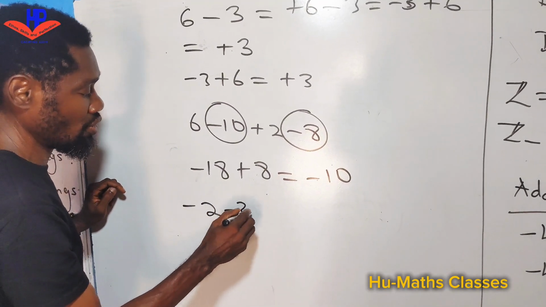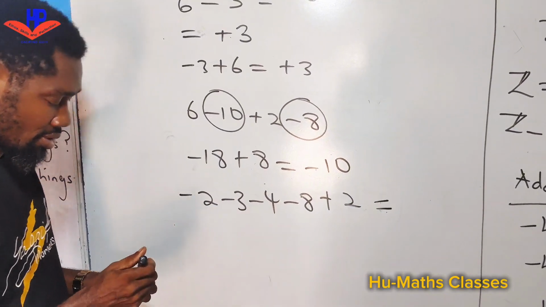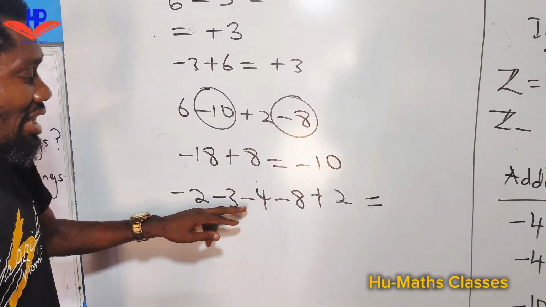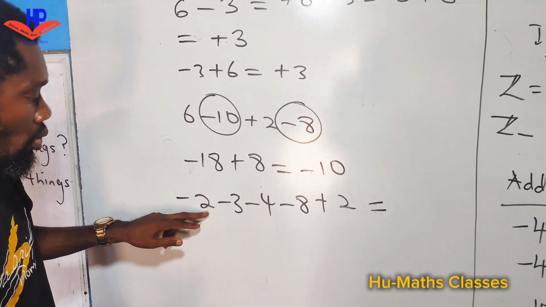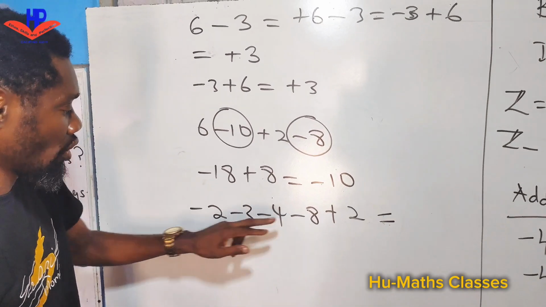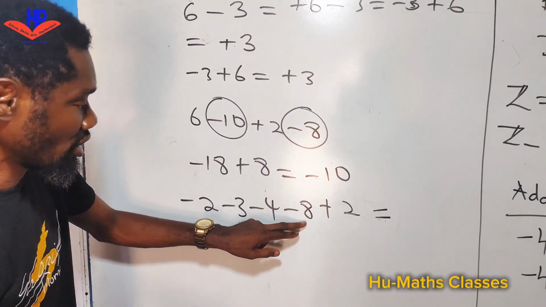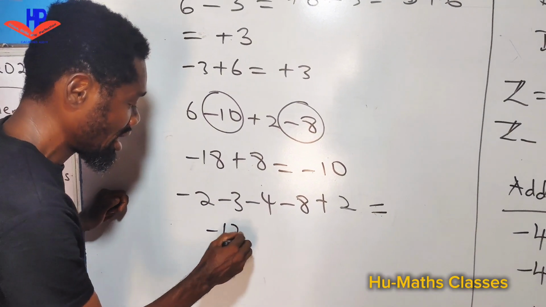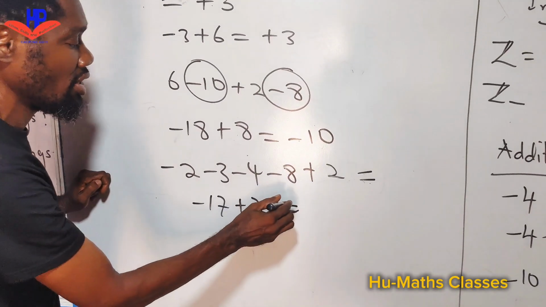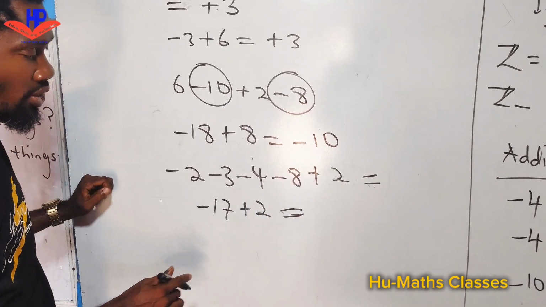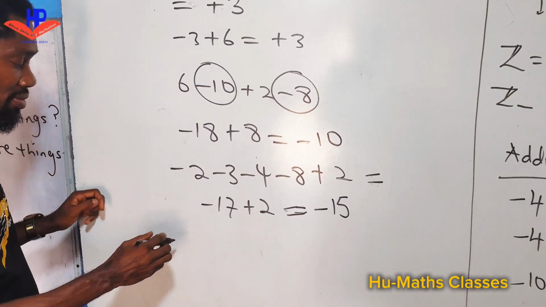Minus 2, minus 3, minus 4, minus 8, plus 2, a long chain. You notice that all these numbers have minus signs attached to them. So you're owing this number. You owe 2, you owe 3, you owe 4, you owe 8. If you add all together, this is 5, this is 9, this is 17. So you owe 17 and you only have 2. When you give out the 2 you have to the person you owe 17, you're left with 15 to balance that person. So your answer is minus 15.